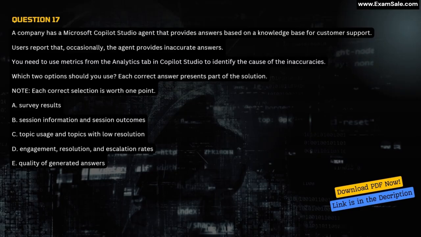A. Survey results. B. Session information and session outcomes. C. Topic usage and topics with low resolution. D. Engagement, resolution, and escalation rates. E. Quality of generated answers. Correct answer, C and D. Topic usage and topics with low resolution. Engagement, resolution, and escalation rates.